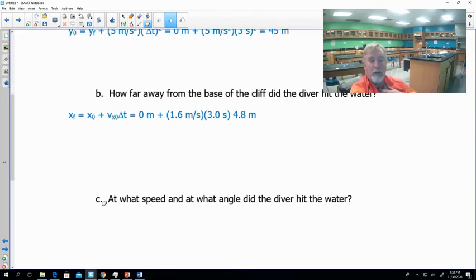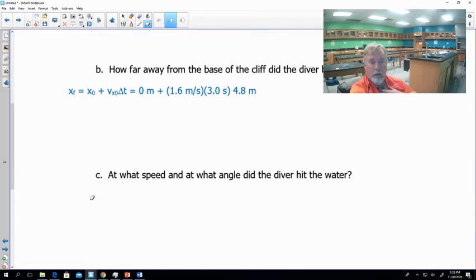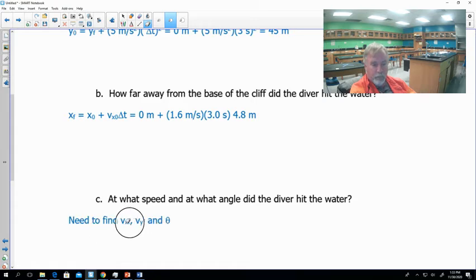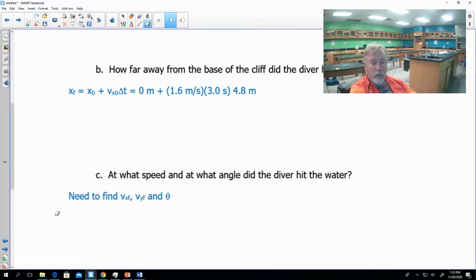All right, and finally, what speed and at what angle did the diver hit the water? Well, what I want you to think about here is, what do we know? We're asking for that final velocity, so we want to know the angle and the magnitude of that final velocity. So we need to find Vxf and Vyf and theta, right? That's what we're looking for. If we want to know the speed, we need to know the components of our vector. How are we going to do that?